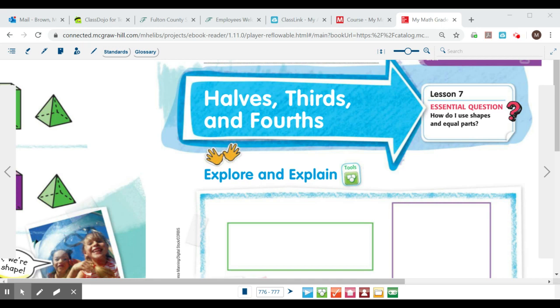Today we're going to be looking at 4 different shapes, and we're going to be taking those shapes and partitioning them, or cutting them, into equal pieces. We're going to take those shapes and cut them into halves, thirds, and fourths.